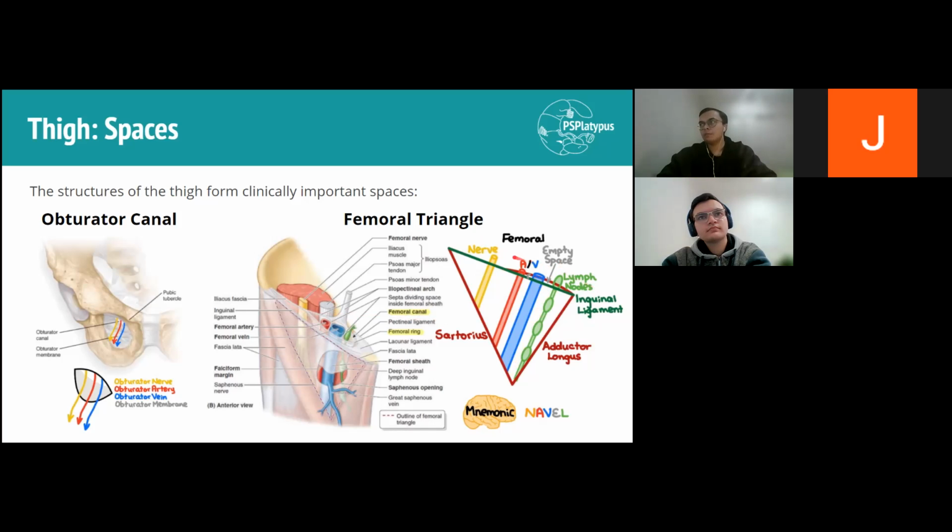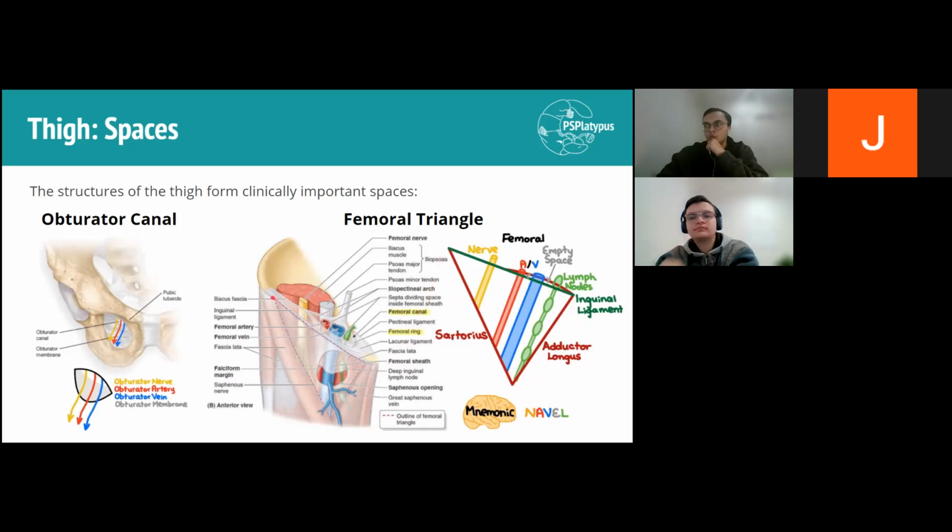And the way that I remembered the order, or the way that we were taught to remember it, is that you can use the mnemonic NAVEL, N-A-V-E-L, to remember that the most lateral structure is going to be the femoral nerve. Then it's going to be the artery, femoral artery, then the vein, then empty space, followed by the lymph node, right?